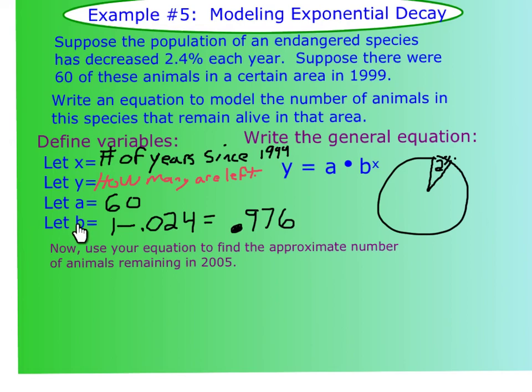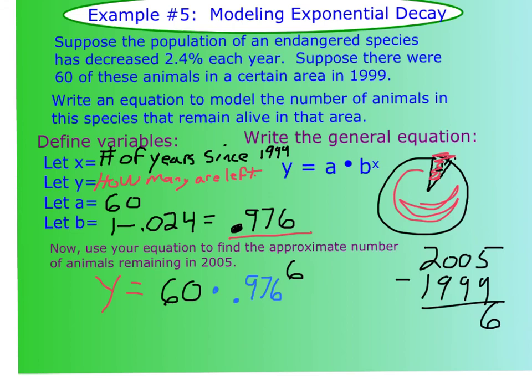The B is the tricky part. Because it's decay, we have to subtract it from 1. So make this a decimal and subtract it from 1. And we end up with 0.976. And again, think of it this way. Here's all the animals, all 60. 2.4% is going to be gone. So what's left right here? 97.6%.